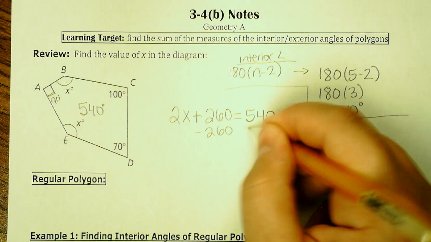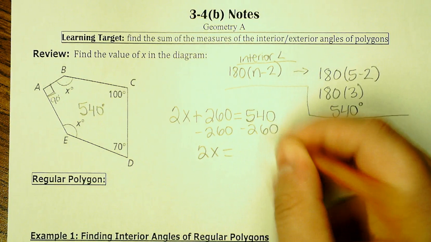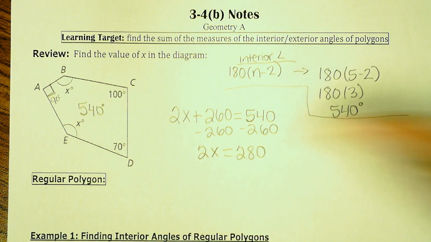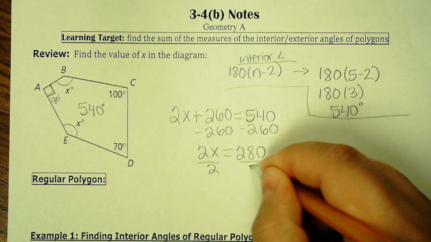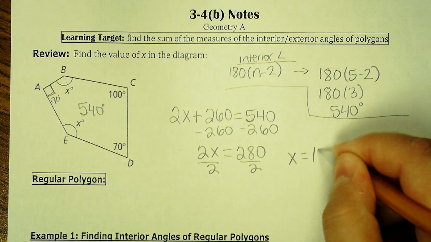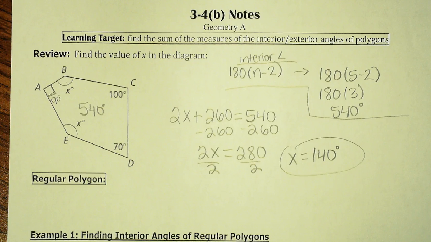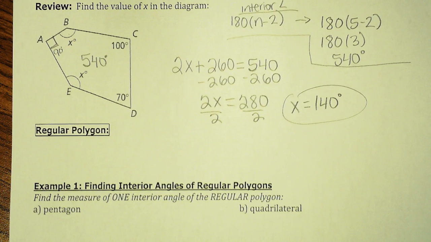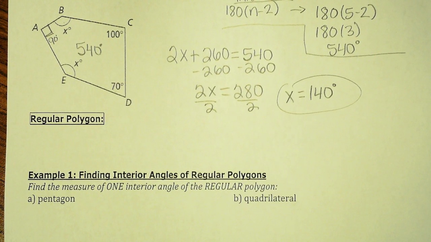Going to subtract 260 from both sides. I'm going to get 2x is equal to 280. And then if we divide both sides by 2 here, that x is going to represent a 140 degree angle for that first question. Now, we're going to do a lot of focus today on regular polygons. I mentioned this yesterday, but we didn't really do a lot of problems with this.